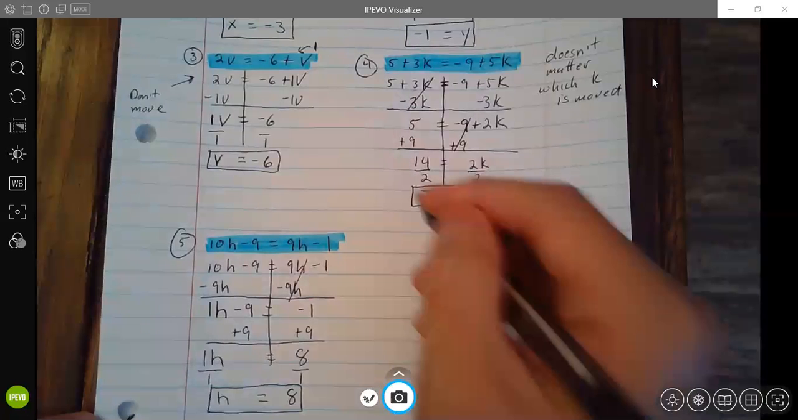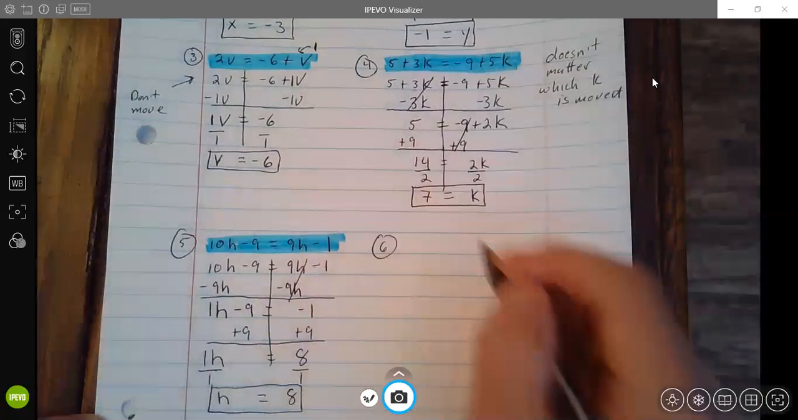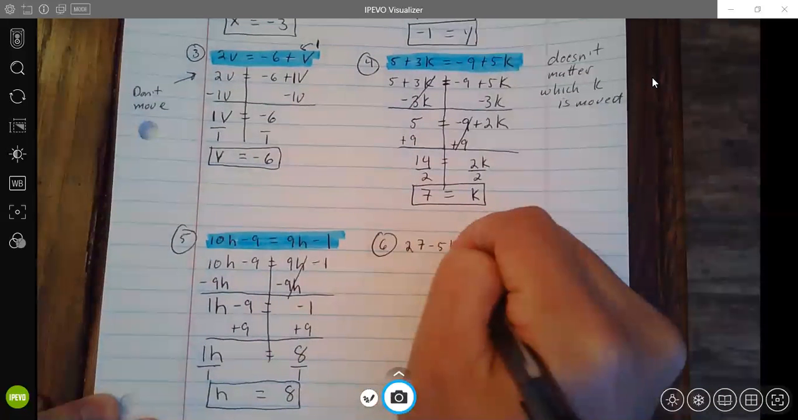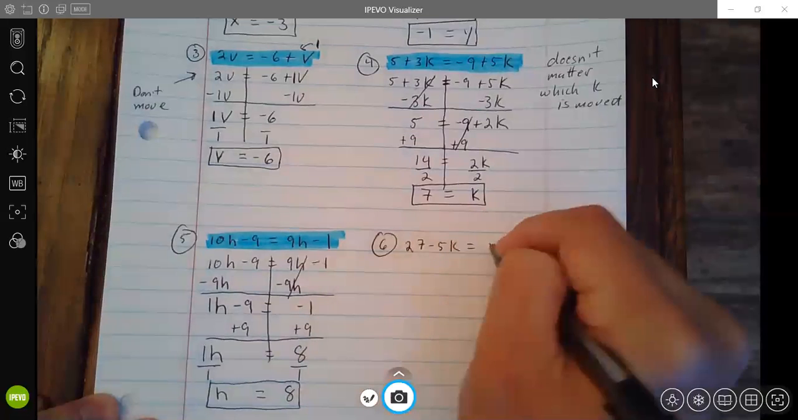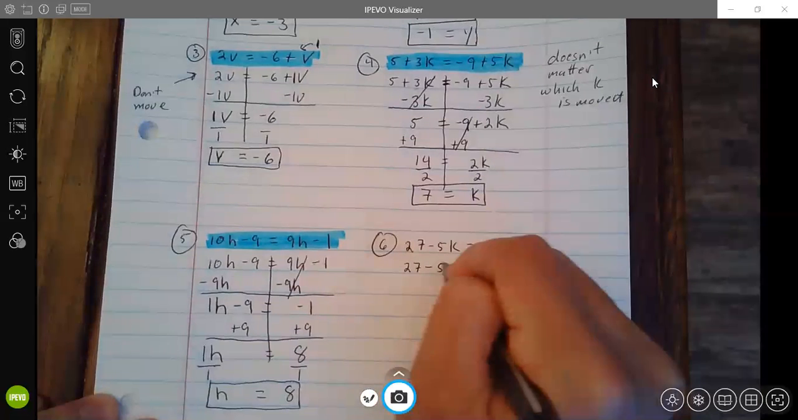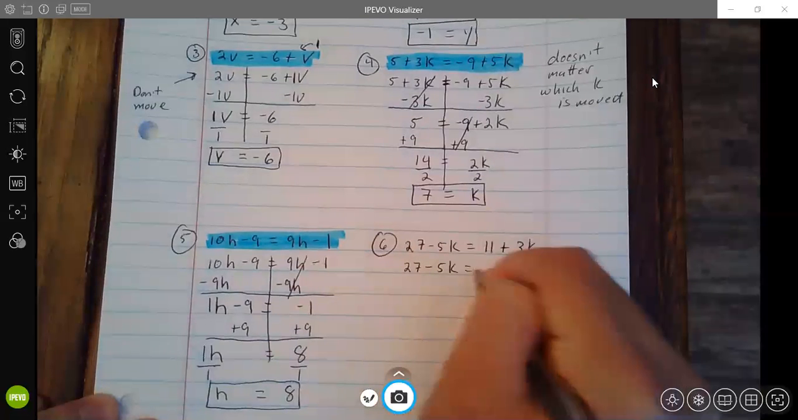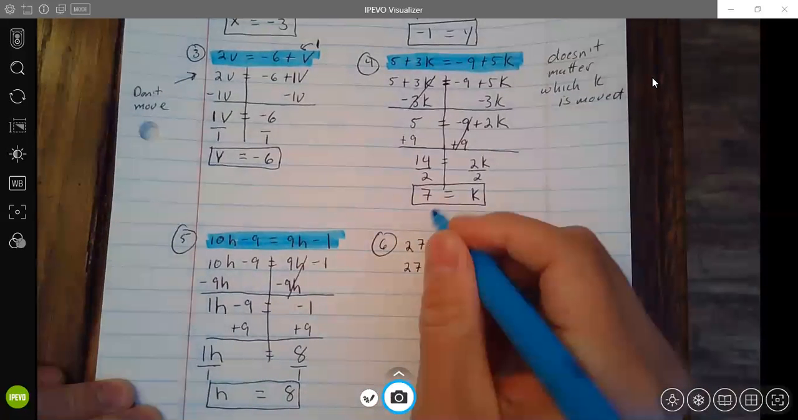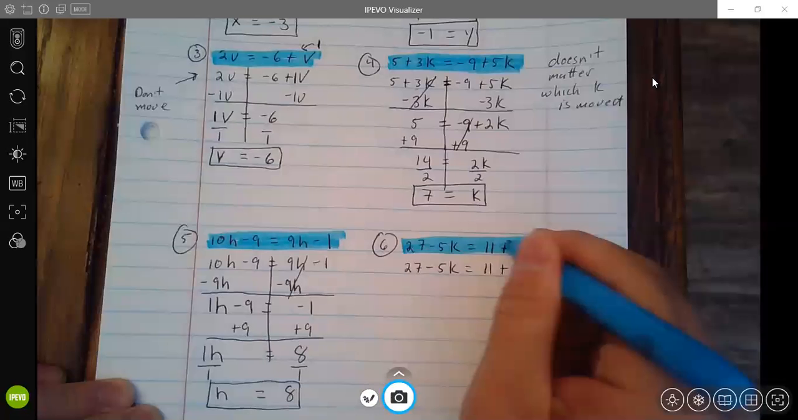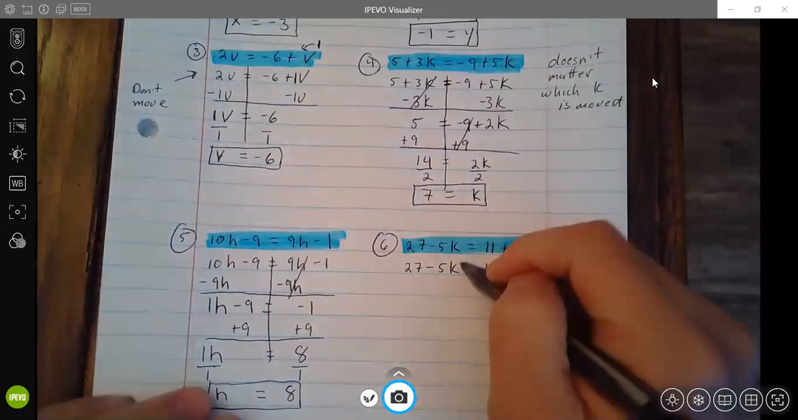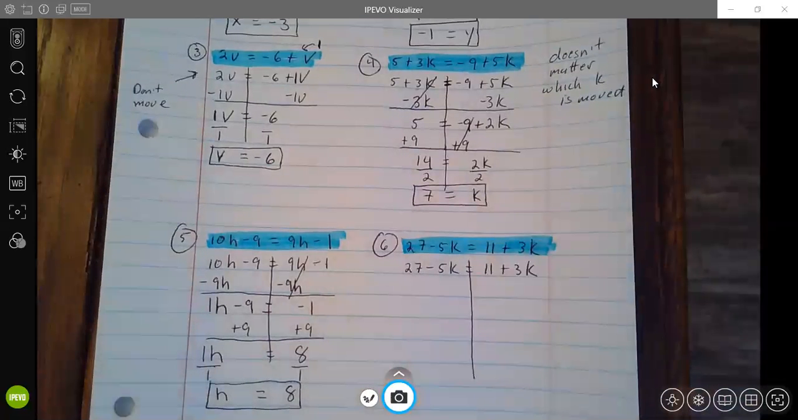And then one last one for good measure. 27 minus 5k equals 11 plus 3k. Okay, so there's my equal sign. All right. There are my k's. They're on different sides of the equal sign.